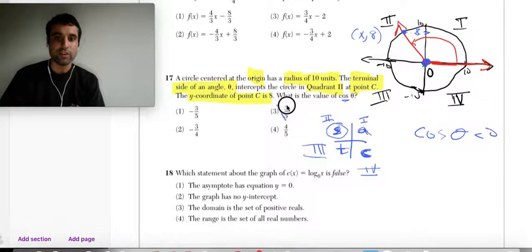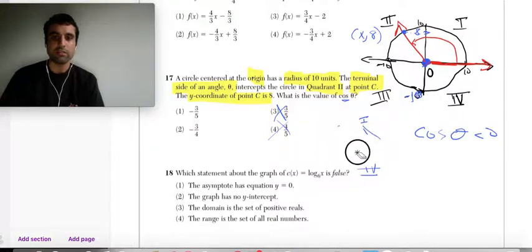which eliminates already choices 3 and 4, and we're already down to 50-50. Not bad, huh? Now, in quadrant 3, only tangent is positive, but we're not in quadrant 3, or 1. And in quadrant 4, only cosine is positive, but we're not in quadrant 4. So that's what we need to know in terms of the quadrant. Now, without going into too much detail, we eliminate 2 choices based on the quadrant. Now we need to find out the value.